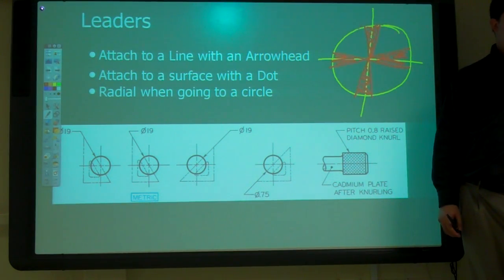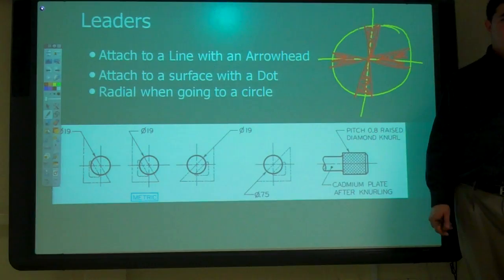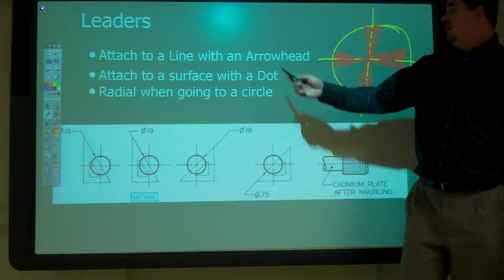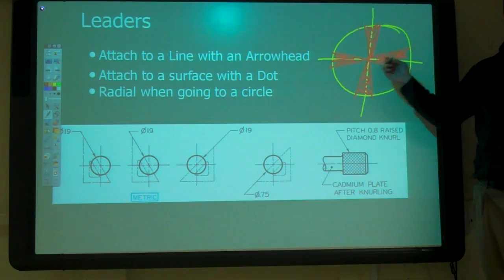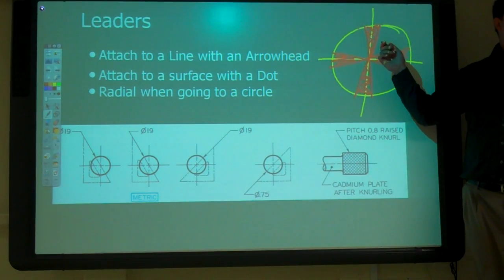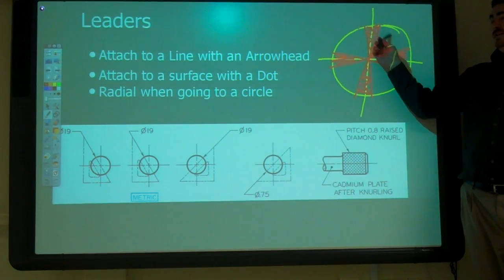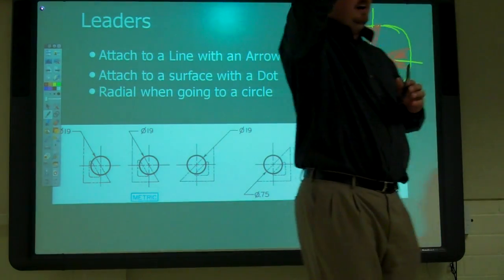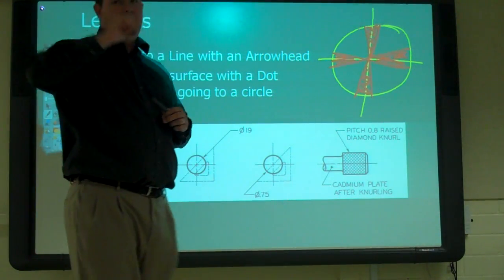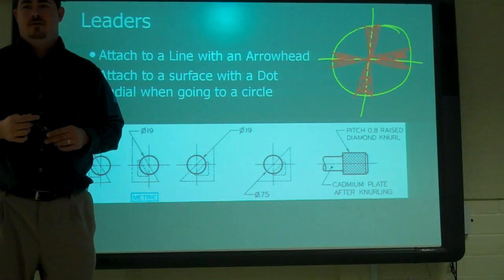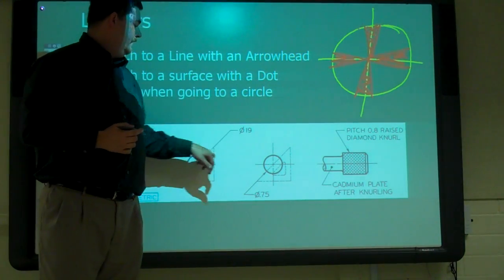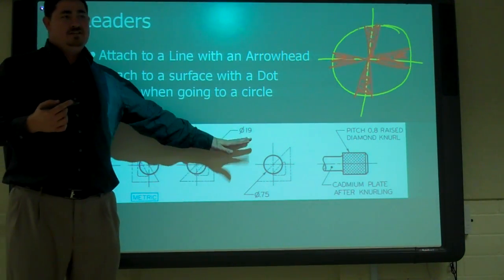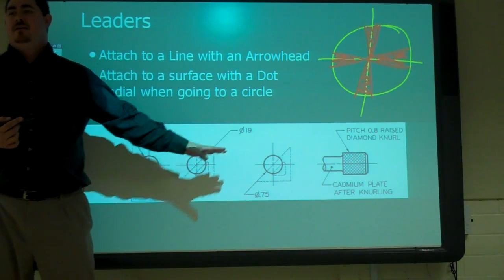What are most of the other lines on the drawing? Aren't most of the other lines we draw either vertical or horizontal for the most part? So by drawing these at a different angle, we're making them different from a standard hidden line, center line, or even another extension or dimension line. So we're showing that this is not a dimension line.